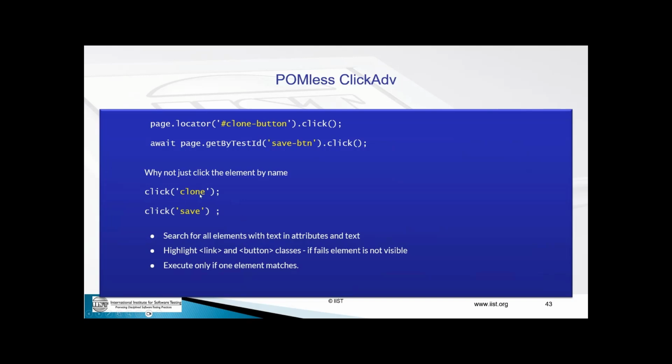We can say, hey, if this is just a string and not a locator, go and search for all the elements with the text and the attributes and see if you can find it that way. That way you don't need a page object model anymore.